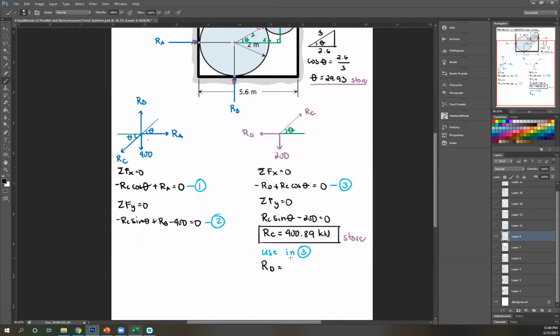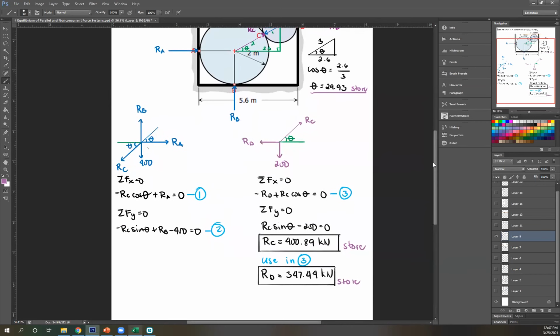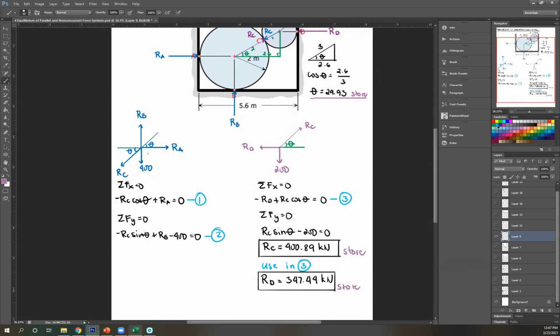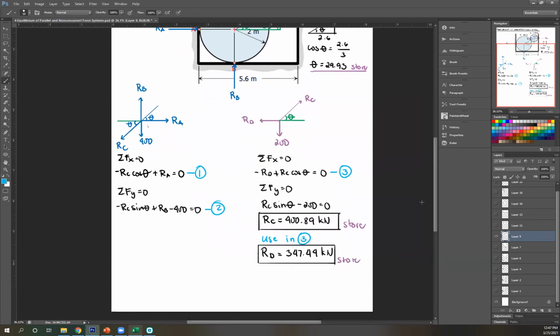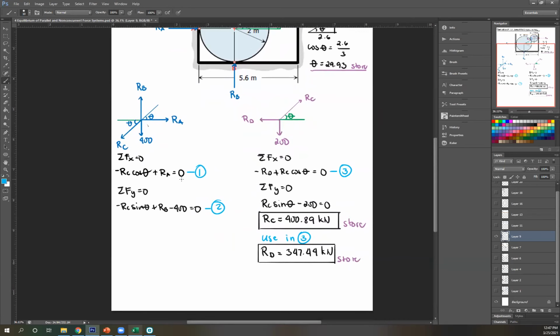Okay. So it's 347.44. Again, store that. Can now solve for what's using RD. RC. Okay. So after using in 3, you can now use in 1, right? To solve for RA.